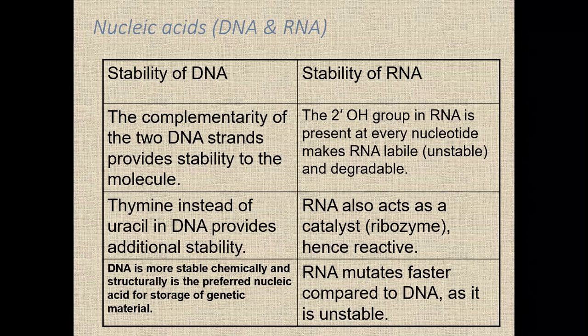Now DNA is more stable chemically and structurally, and it is the preferred nucleic acid for storage of genetic material. RNA mutates faster as compared to DNA as it is unstable.